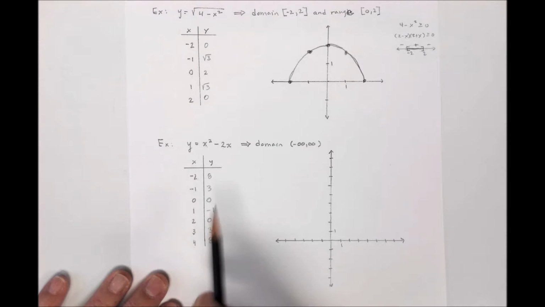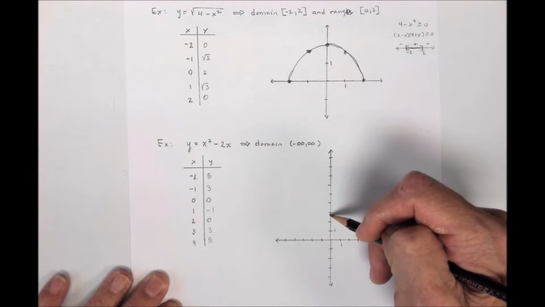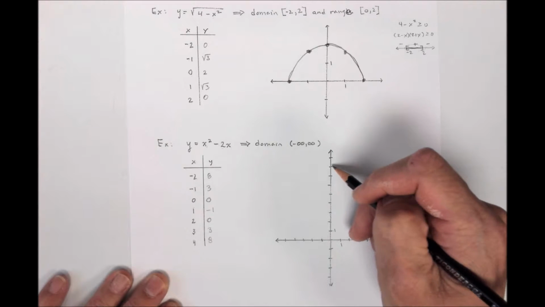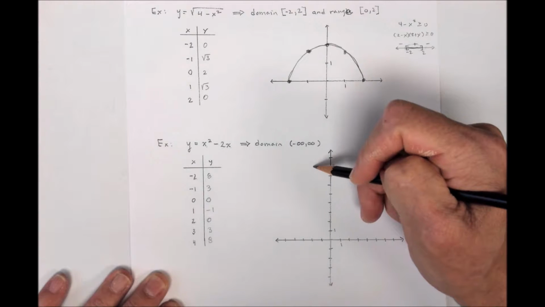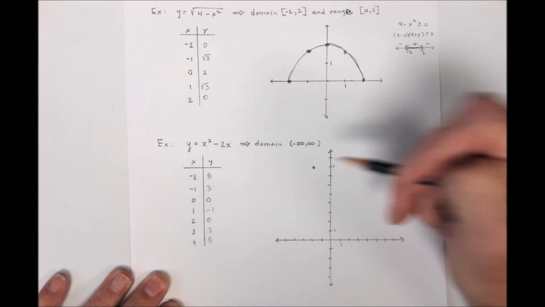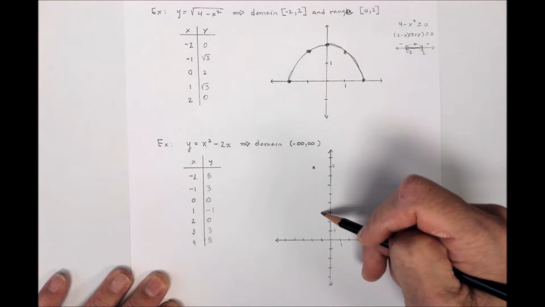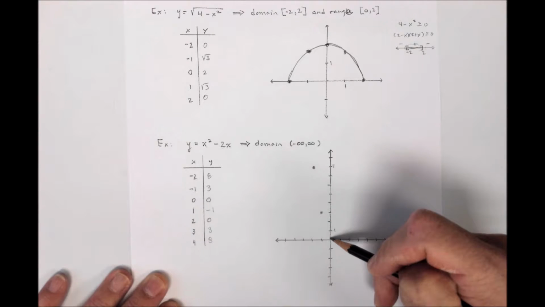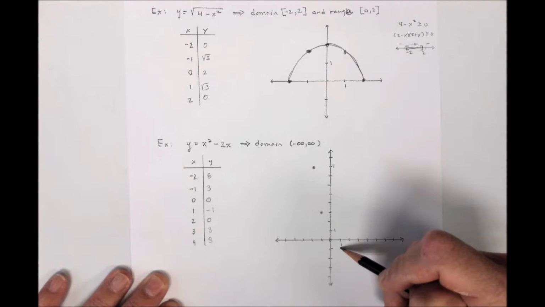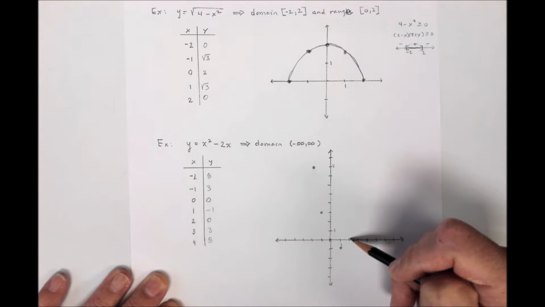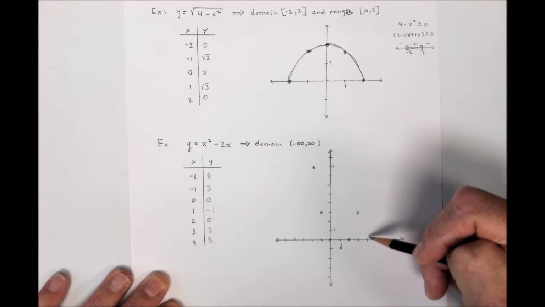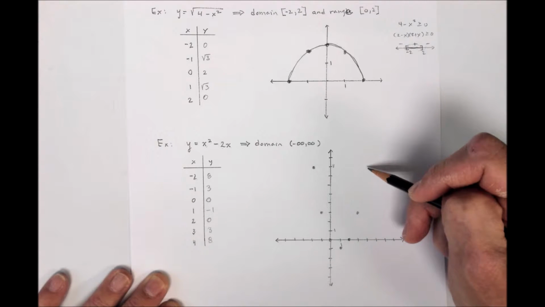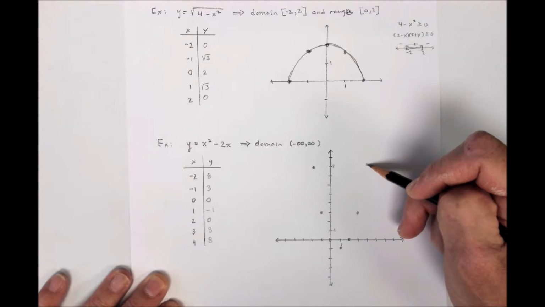All right, so now I'm going to graph -2, 8. There's the 8 right here. So -2, 8, best that I can. -1, 3. 0, 0. 1, -1. 2, 0. 3, 3, and 4, 8. And you can see the parabola probably a lot more clearly.